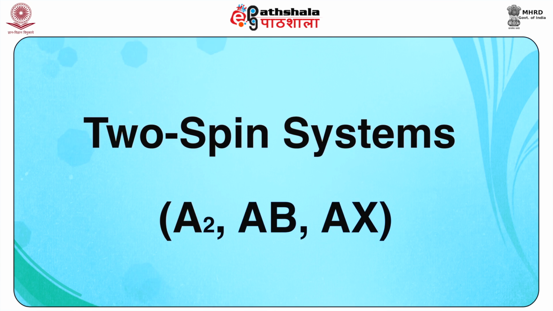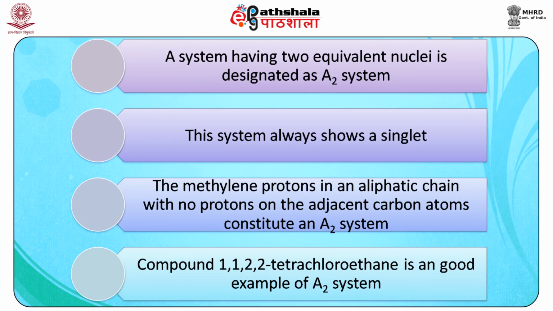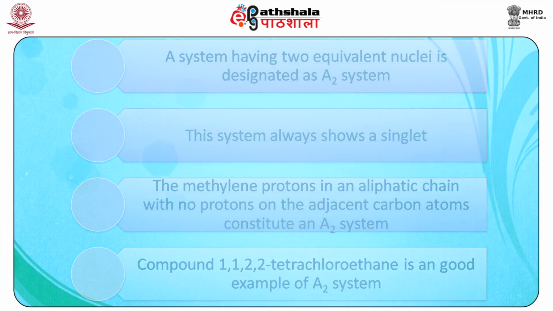First, we would like to consider the two spin systems, that is of the type A2, AB, AX. Let us come on to the A2 system, students. A system having two equivalent nuclei is designated as an A2 system. This system always shows a singlet. The methylene protons in an aliphatic chain with no protons on the adjacent carbon atoms constitute an A2 system. For example, a compound like 1,1,2,2-tetrachloroethane is a good example of the A2 system.